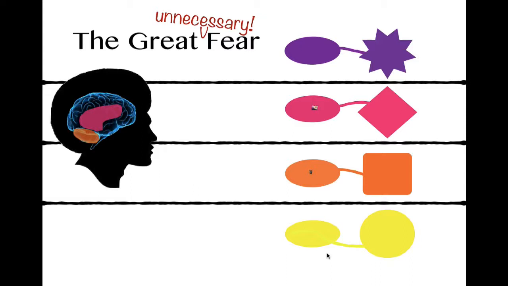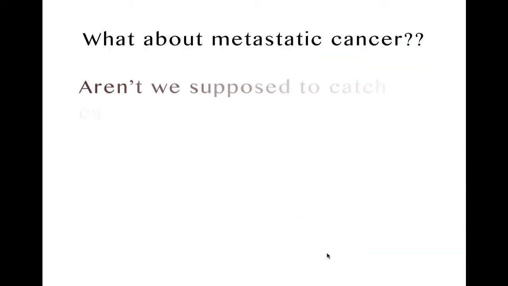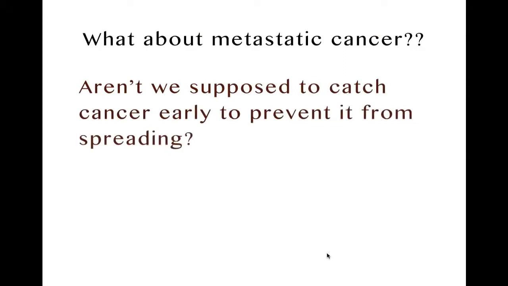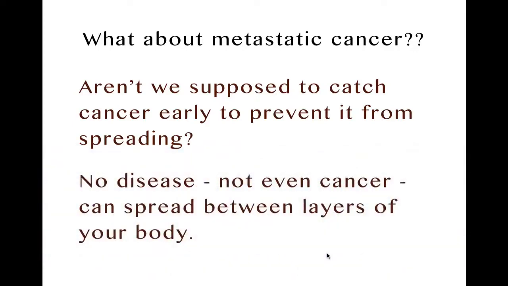Except we all know that cancer is terrible because it will metastasize around your body. That's why you've got to catch it early before it spreads to your lungs, liver, or brain, right? Wrong. Cancer cannot metastasize around your body.